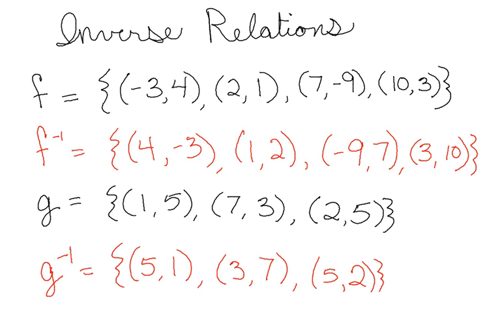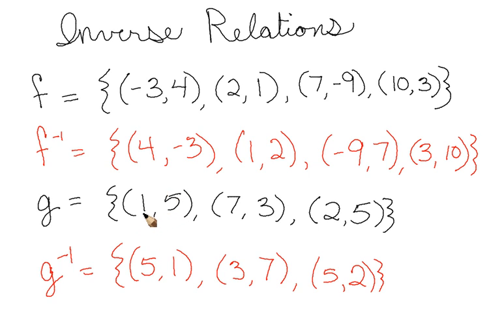Okay, so if we look at the next one, we have G is (1, 5), (7, 3), and (2, 5), and to make the inverse relation, we just do (5, 1), (3, 7), and (5, 2). But notice what's happened here. The first one was a function, and its inverse is also a function. What does that mean to be a function? That means that for every input, there's a unique output.